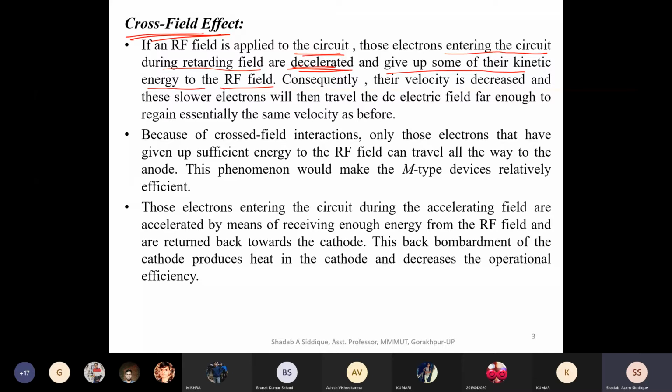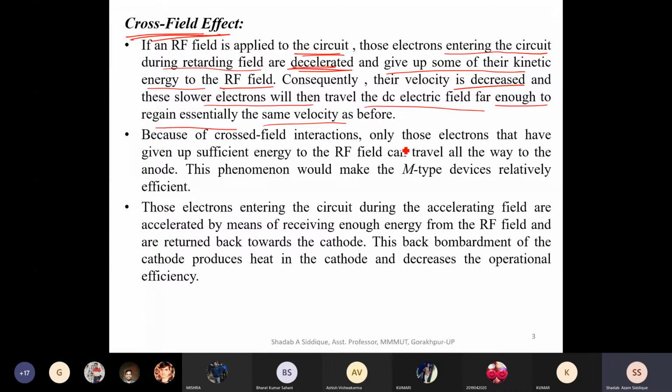Now when we apply the RF field into the circuit, the electrons entering the circuit during the retarding field will be decelerated. As they decelerate, their kinetic energy is converted into RF energy and their velocity decreases. These slower electrons then travel through the DC electric field far enough to regain essentially the same velocity as before.